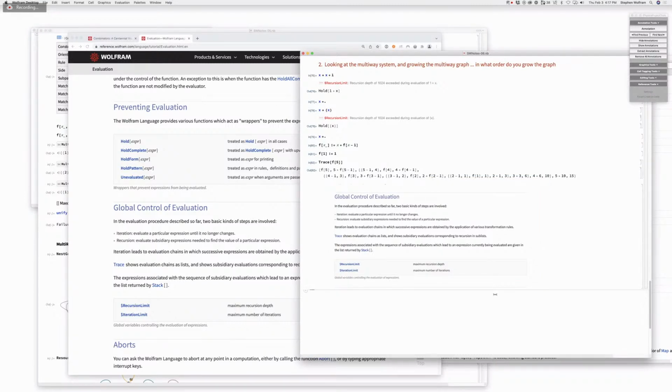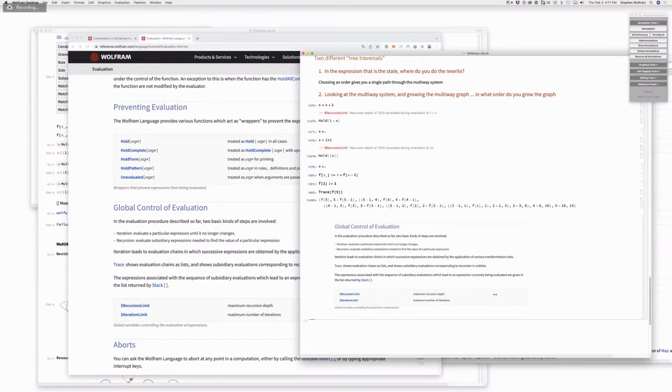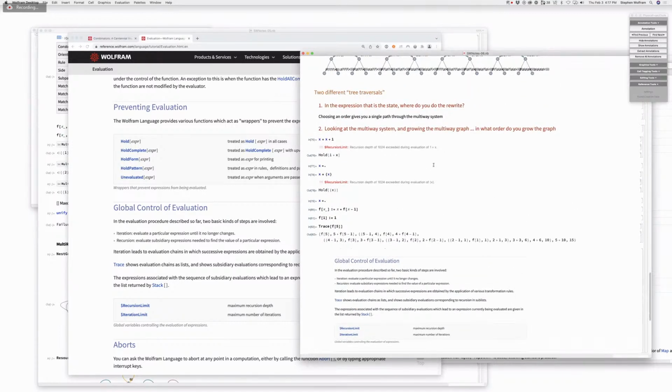I mean, okay. But we've got various issues here. In the expression that is the state, where do you do the rewrite? How do we specify that? And then in what order do you grow the graph? How do we specify that? In this case, where do you do the rewrite? We could specify that.